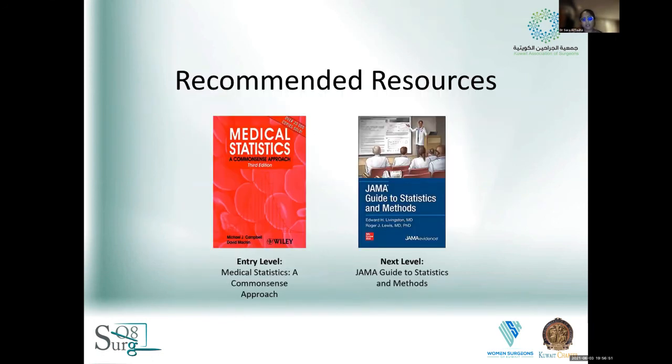These are 2 resources I recommend. There's one called Medical Statistics, a Common Sense Approach. It's very easy to understand. And then if you wanted to do something a little bit more advanced, the JAMA Guide to Statistics and Methods basically just gives you a good overview of many different types of studies.